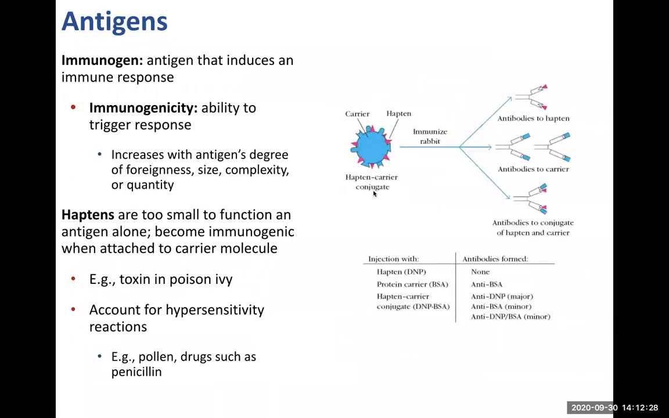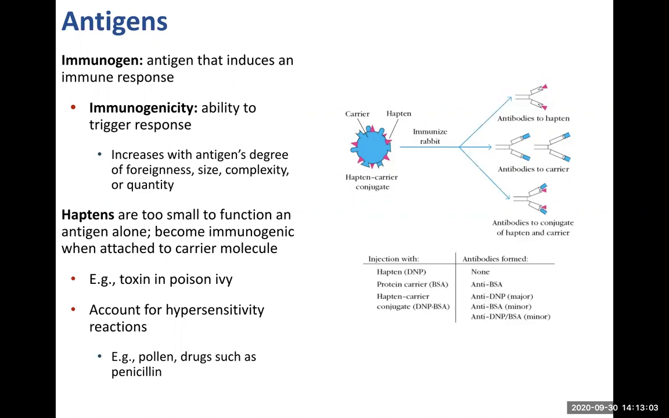Okay, so this term immunogenicity. Something that is immunogenic is a word used to describe an entity that is capable of triggering an immune response. And as I keep hammering, the immunogenicity of an antigen depends on its size and its complexity, or its degree of foreignness. The larger the antigen, the more likely it is to elicit an immune response. The more foreign the antigen, the more likely it is to elicit an immune response.